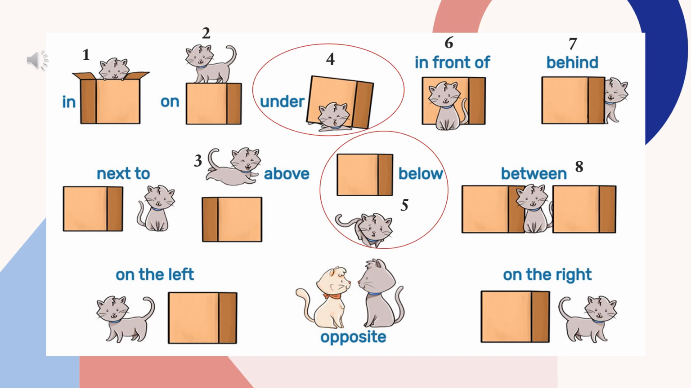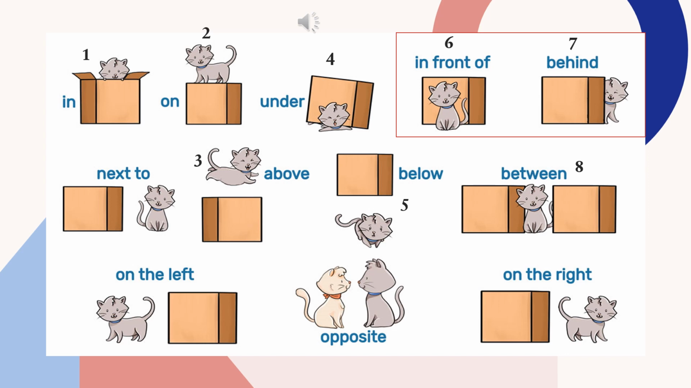When we come to the fourth picture, you can see that the cat is at a lower level than the box. So we have used the preposition under. In the fifth one also the situation is the same, but the cat and the box are not touching each other. So the cat is at a very lower level as compared to image number 4. So in the fifth image we have used the preposition below because the cat is at a very lower level than the box.